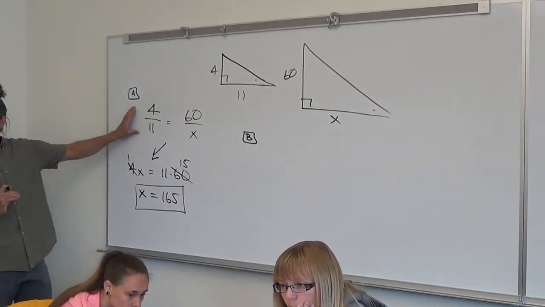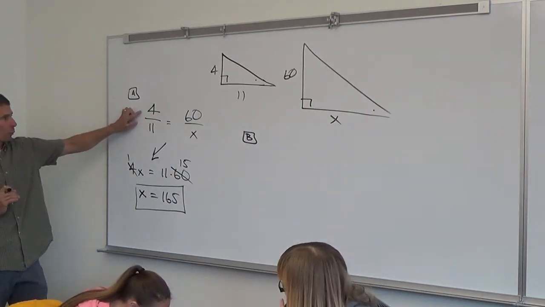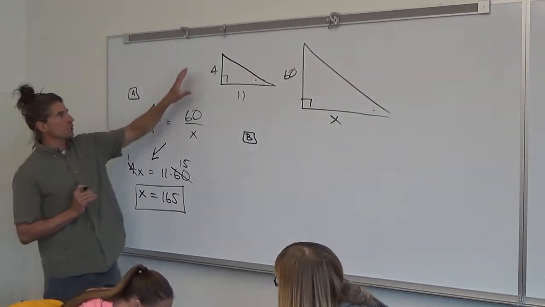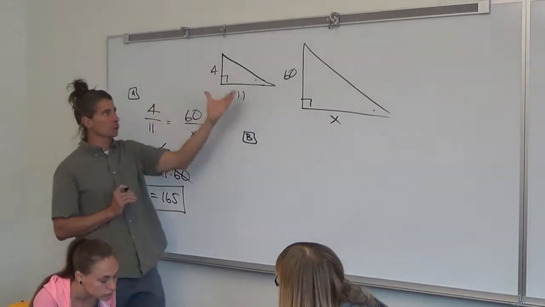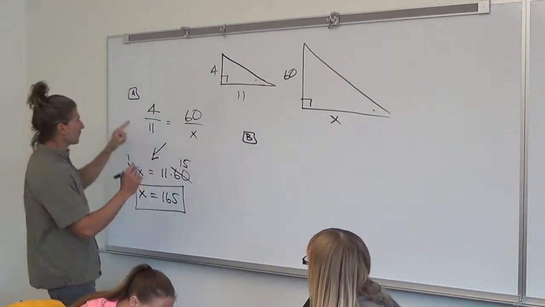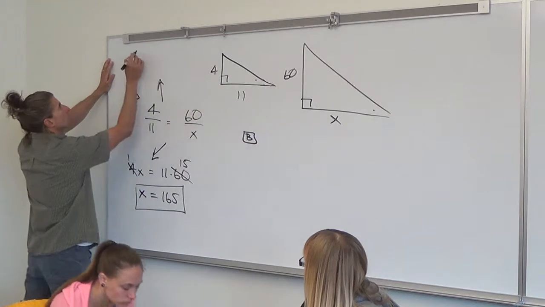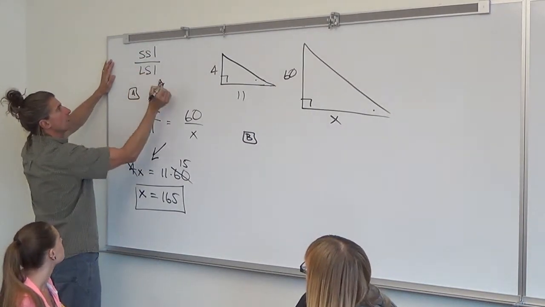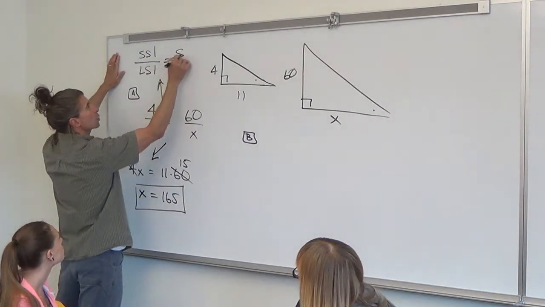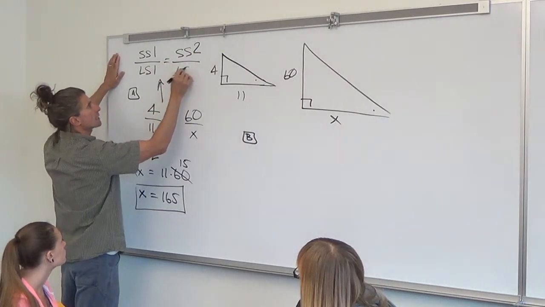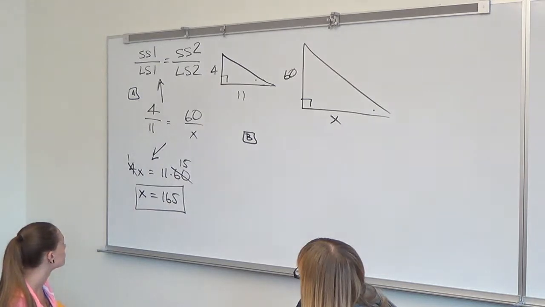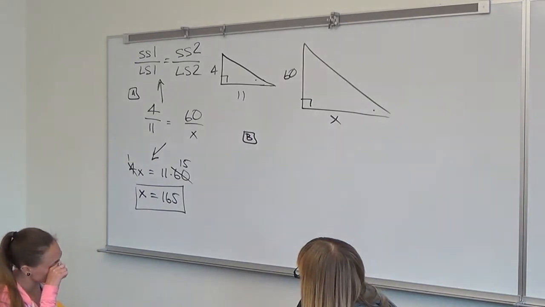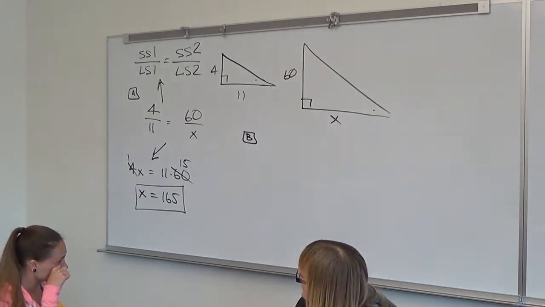So here, if you look at Marichelle's way, she went 4 to 11. So what she did was she said short side in one triangle to long side in another triangle. So if you don't mind, I'm going to write that up here. This is short side triangle 1 to long side triangle 1, which must be the same as the short side in triangle 2 to the long side in triangle 2. That's what her solution is based off of. So she focuses on one triangle with one fraction, and the other triangle with the other fraction.